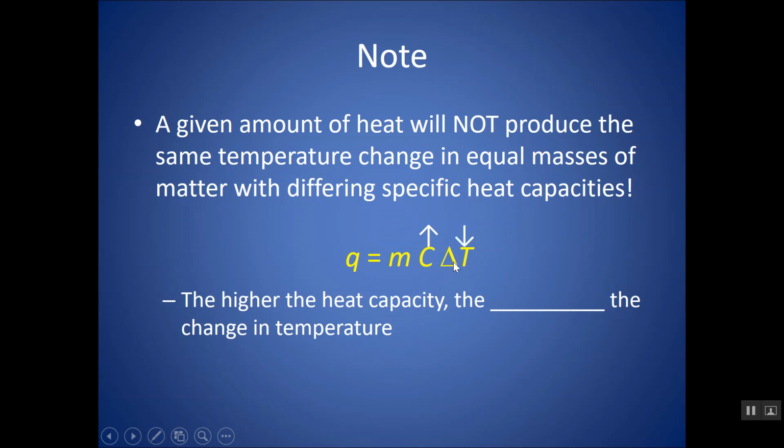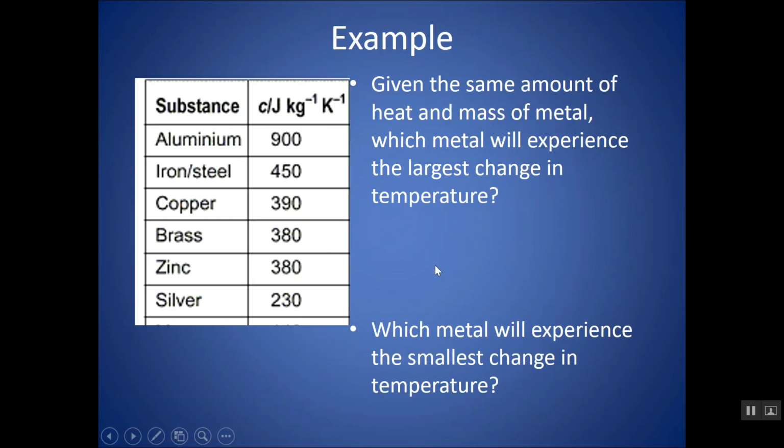So something that has a higher heat capacity, for the same amount of heat and the same mass, the temperature is not going to change as much. So the higher the heat capacity, the smaller the change in temperature. Notice that these are inversely proportional. So you should be able to glean some information about relationships from any time you have an equation.